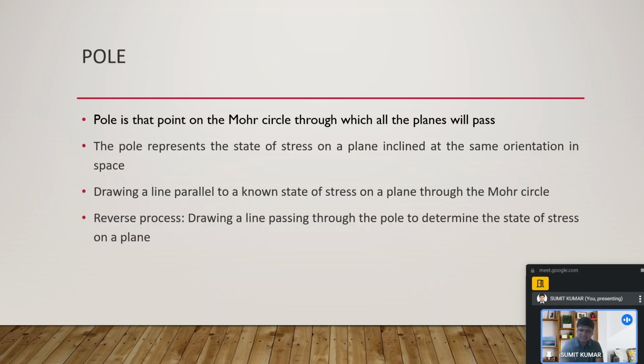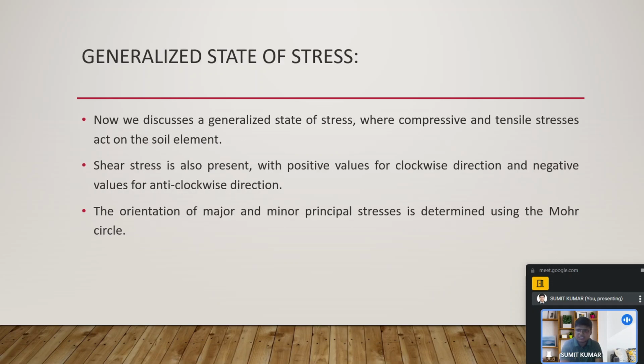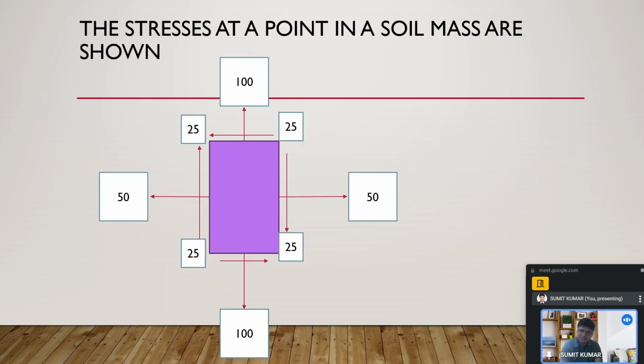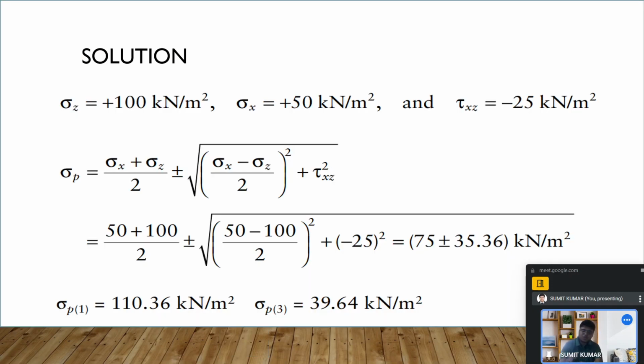These concepts are helpful. We have understood the pole, and we have tried to generalize the state of stress with the help of the relation of sigma and tau. On that basis, we have solved many problems with the help of the analytical method. The analytical method is nothing but the interrelation between the two perpendicular stresses, the normal stress and the shear stress, to find the value of the principal stress. We can also use the concept of principal stress to solve those problems.